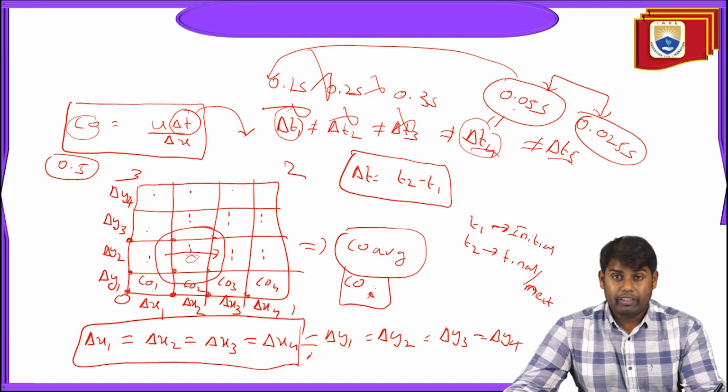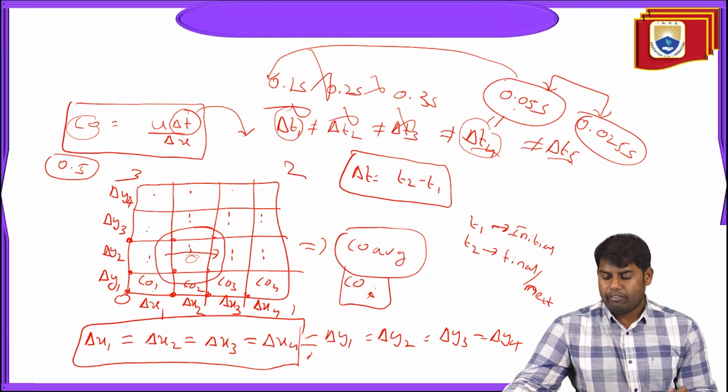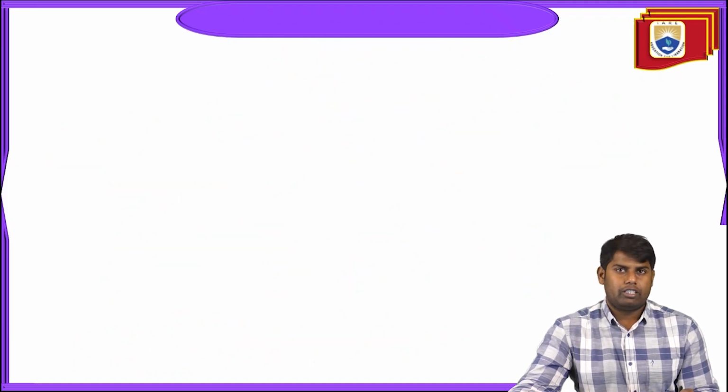Okay, so previously we have seen a set of grid points. So 21 grid points, 42 grid points, 84 grid points, 128 grid points. We have taken different sets of grid points. Now we are taking different sets of time steps. So this is the difference actually. Now finally we will see basically what is convergence.